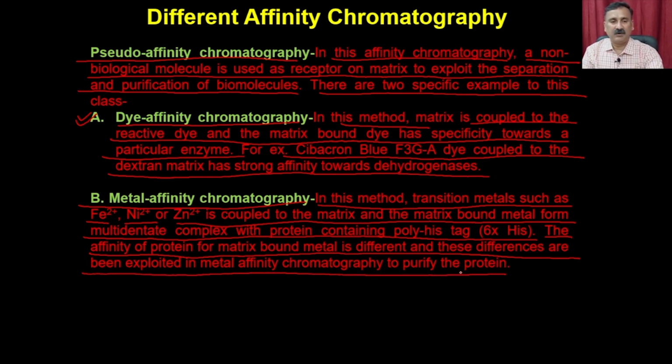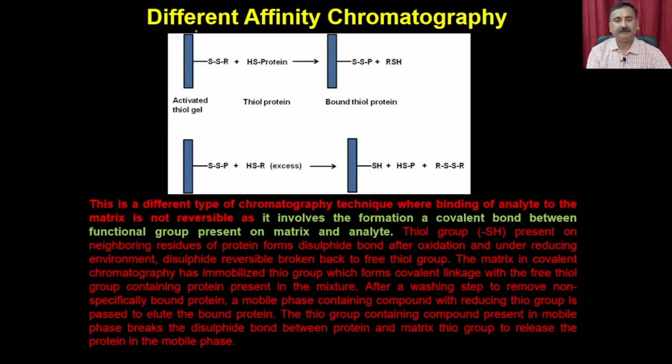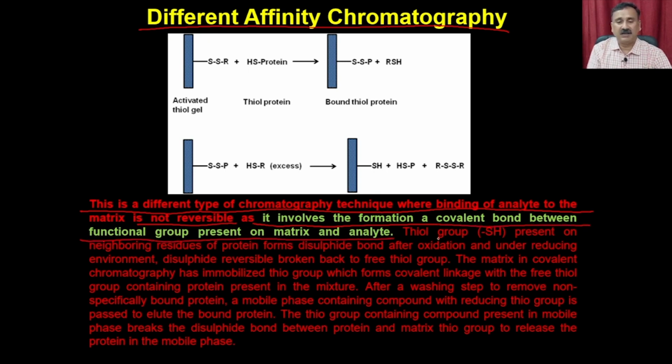Apart from these two categories, you can also have covalent chromatography. In covalent chromatography, the analyte permanently binds to the matrix, so it is not reversible. The majority of affinity chromatography or other chromatography techniques are reversible, but this is a different chromatography where binding of the analyte to the matrix is not reversible, as it involves the formation of a covalent bond between the functional group present on the matrix and the analyte.